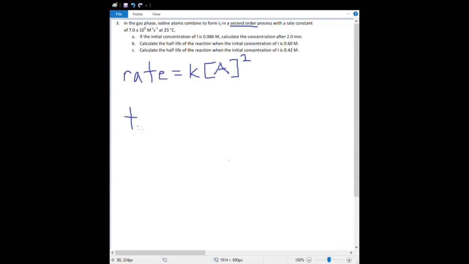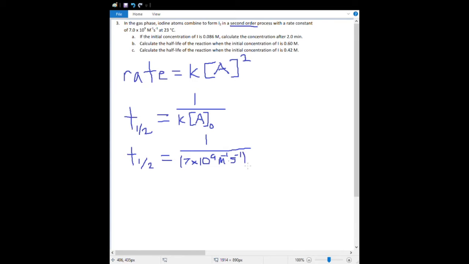Part B wants us to calculate the half-life of the reaction when the initial concentration of iodine is 0.6 molar. To solve part B, we want to consider the half-life equation for a second-order process. And that equation is as follows. By looking at this equation, we can instantly see that as the initial concentration of the substance increases, the half-life actually decreases, which means that our answer for part B should be a smaller time than our answer for part C, which will help us in checking our work.